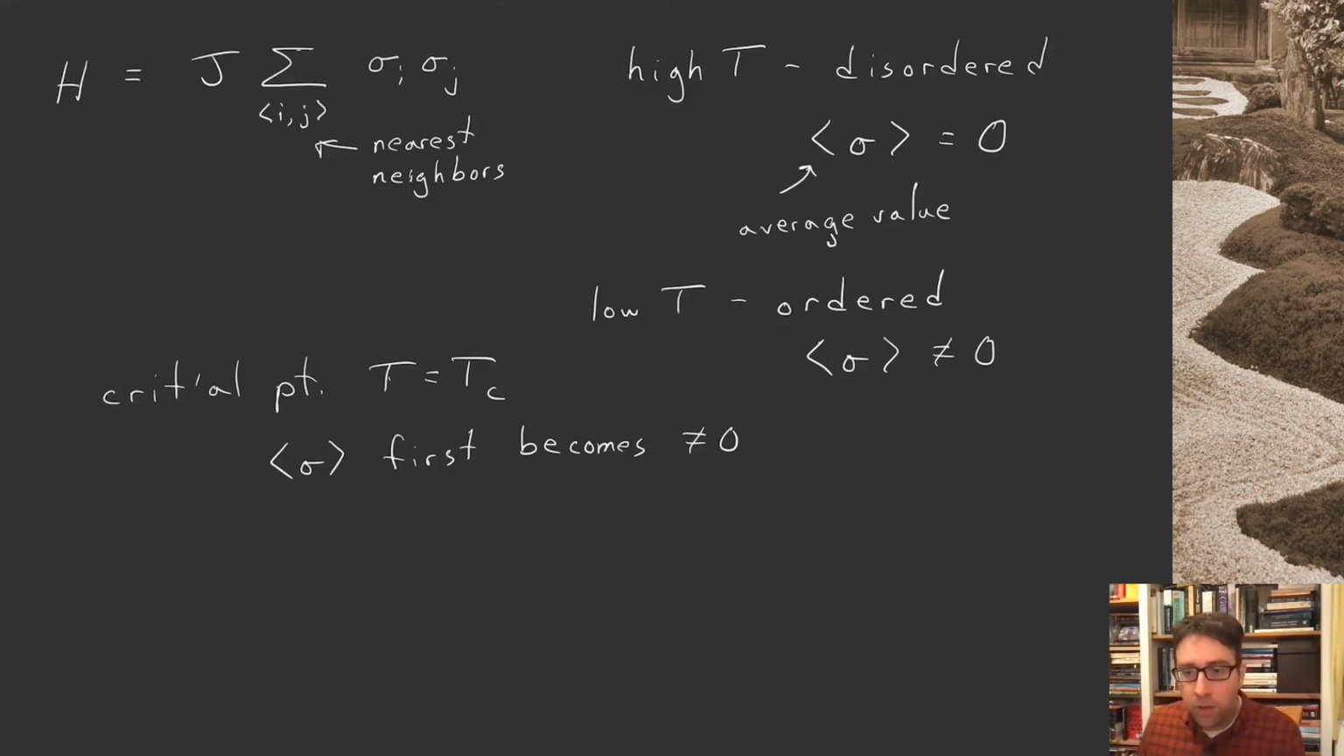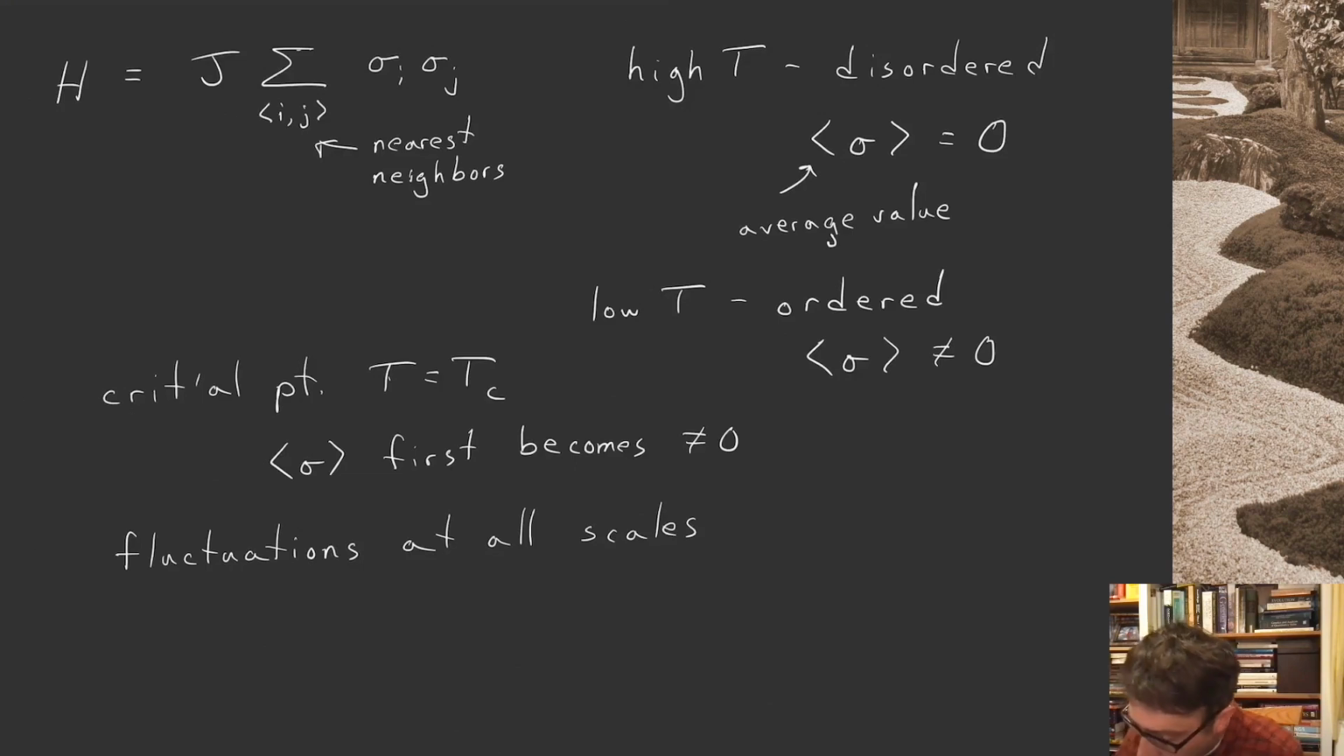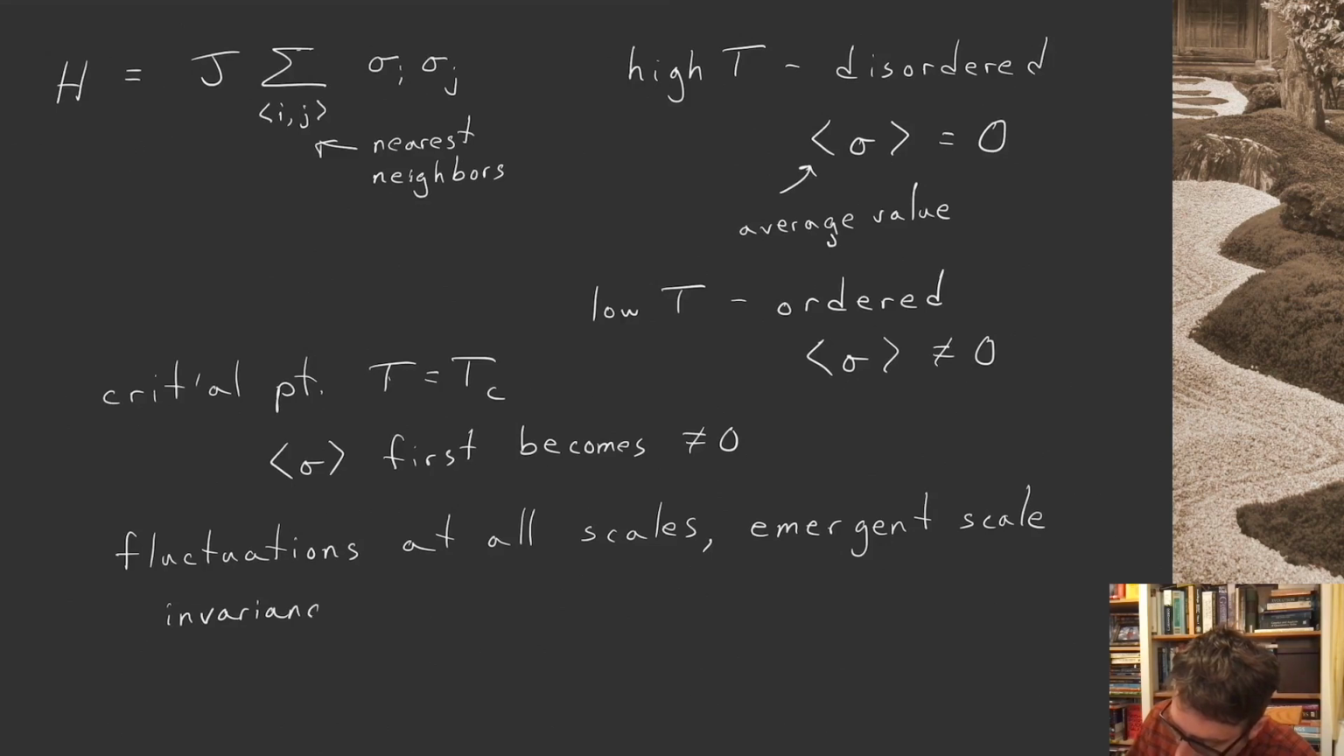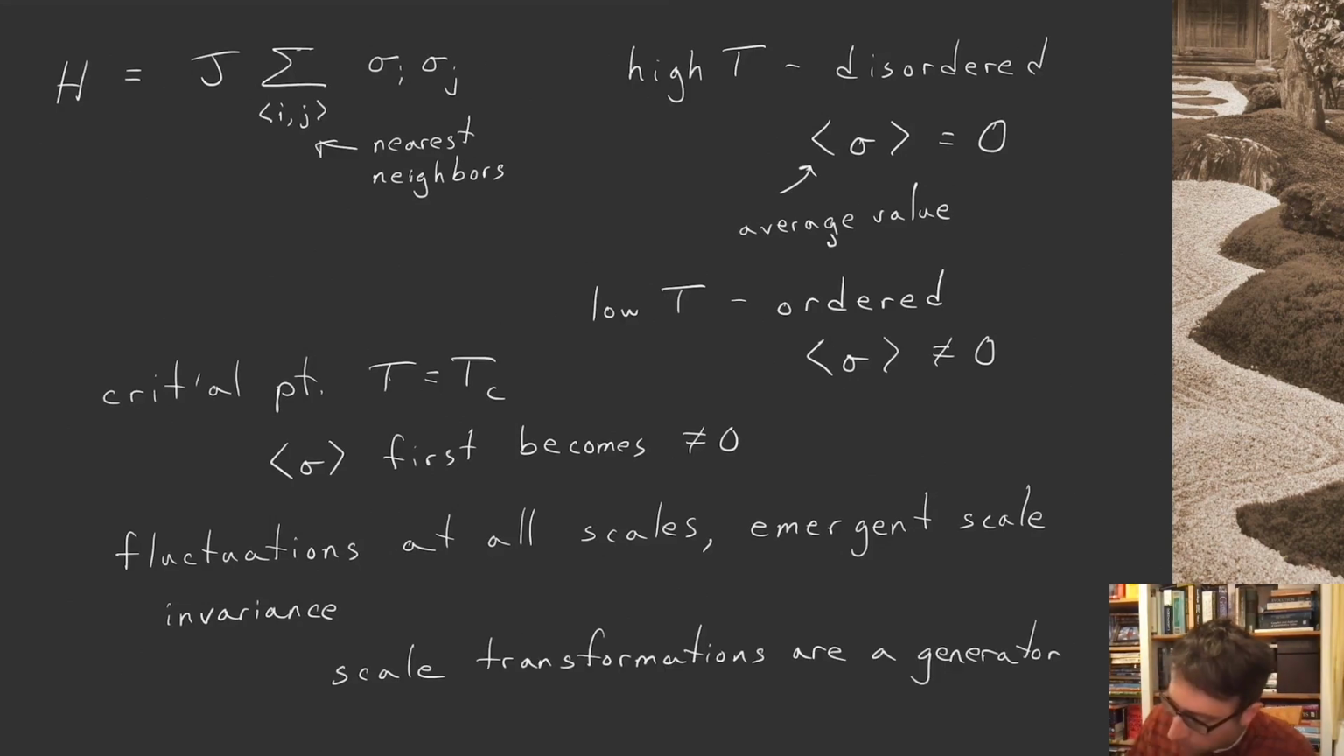And it's at that critical point where the theory is expected to have conformal symmetry. There are fluctuations in the alignment of the spins at all scales at this critical point. And because there are fluctuations at all scales, there's an emergent scale invariance, is what we talk about here. That transformation with respect to scaling, that scaling transformation, is an important generator of the conformal group, as we'll discuss in much more detail next week.